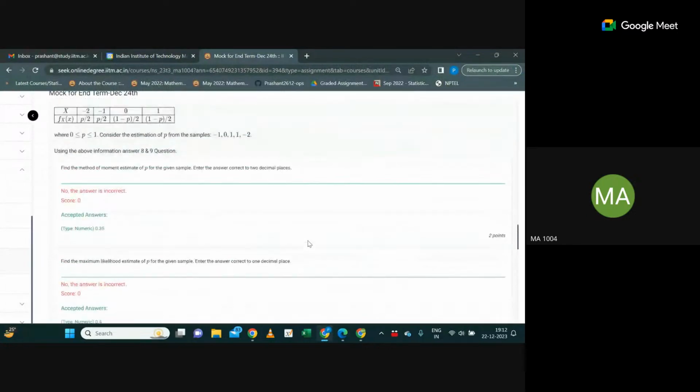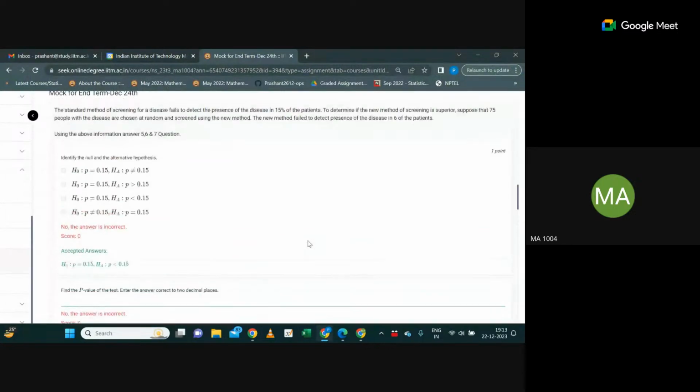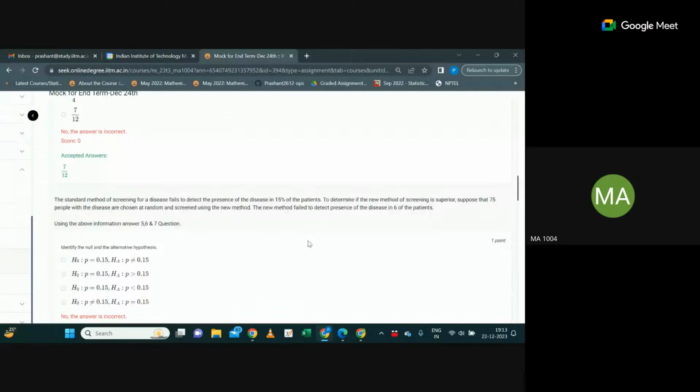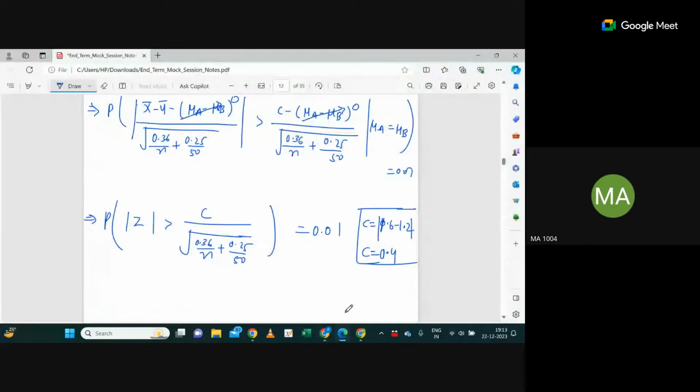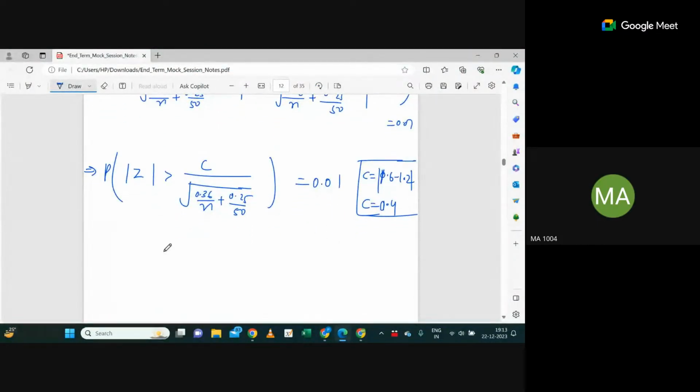Also, if you see from the previous question, how did we find the value of C? Here we were talking about the proportion P equal to 0.15, right? Then we found the value of C from the sample itself, which was the proportion 6 divided by 75, right? Got it? Yes, sir. So the value of C is 0.4 itself.